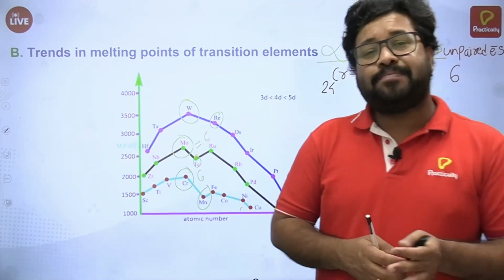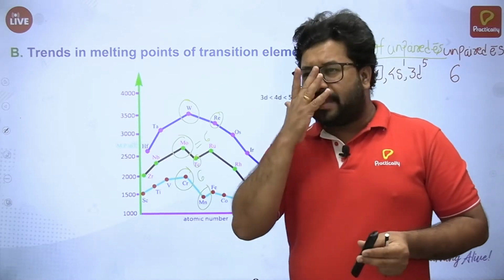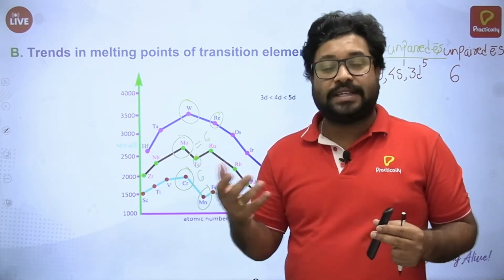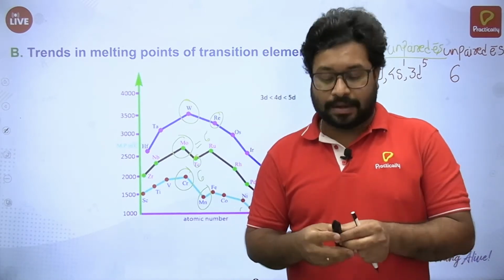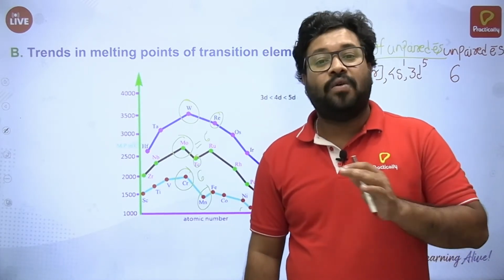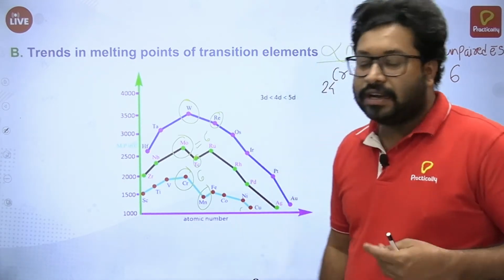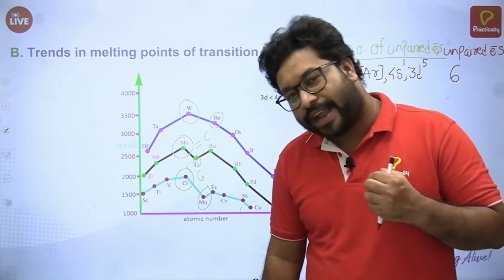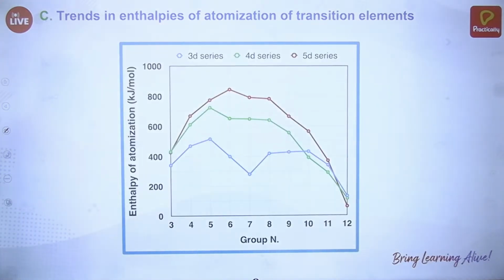But if it has been asked in that way, if there is no such chart available to you, then you should understand that the number of unpaired electrons and melting points are correlated, so that it would be easy for you to find out trends in the exam. Okay, sure. Moving ahead, the next is trends in enthalpies of atomization of transition elements.